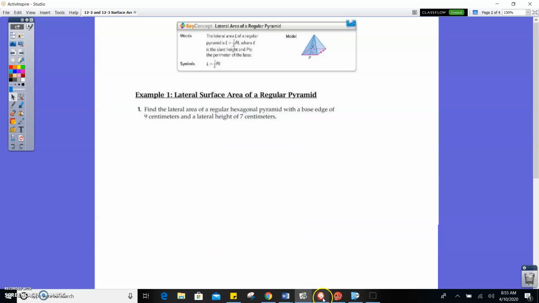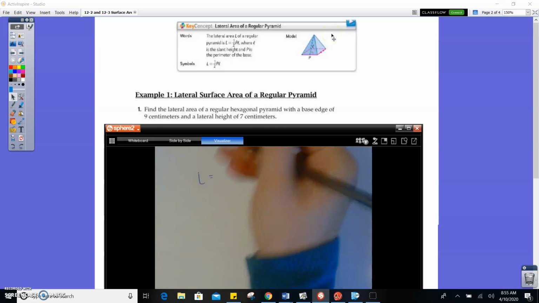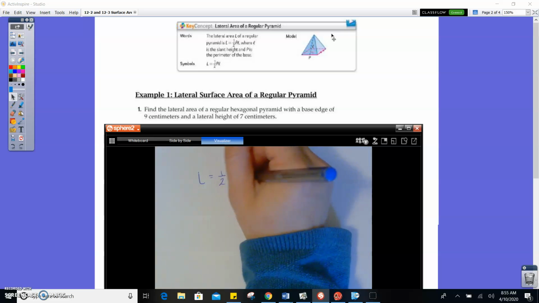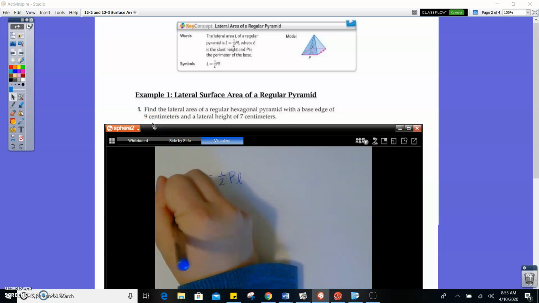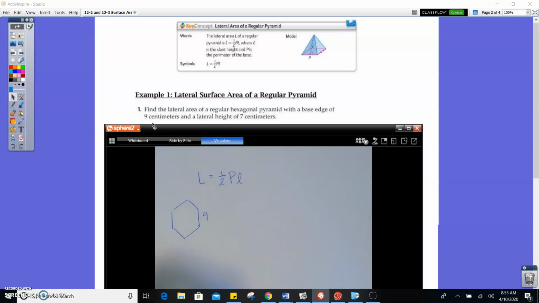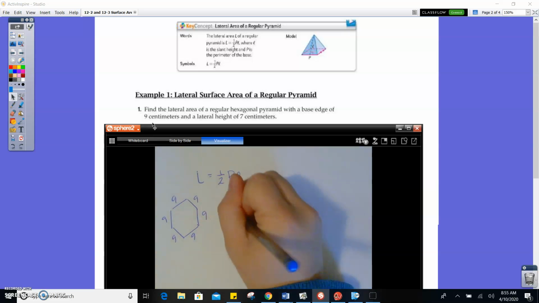So we're going to come over to our work, and I'm going to write my formula for the lateral area of a regular pyramid. So I'm going to write lateral is equal to 1/2 capital P, which stands for perimeter of the base, multiplied by L, which is our slant height, which if you take a look is that slant along the triangular face. So with the information they gave us in number 1, they gave us that our base edge was 9. Well, if my base is a hexagon with 6 sides, and I have one side that's 9, because it's regular, that means all of them are 9, which would make my perimeter of the base 54.